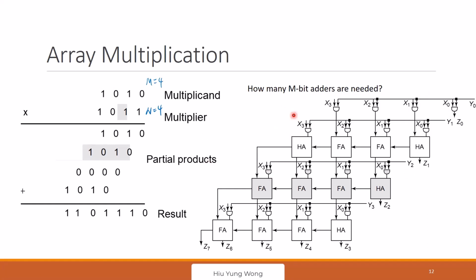How about for Y? Look at this. Y is coming in horizontally, X is vertically. So I say we do n.